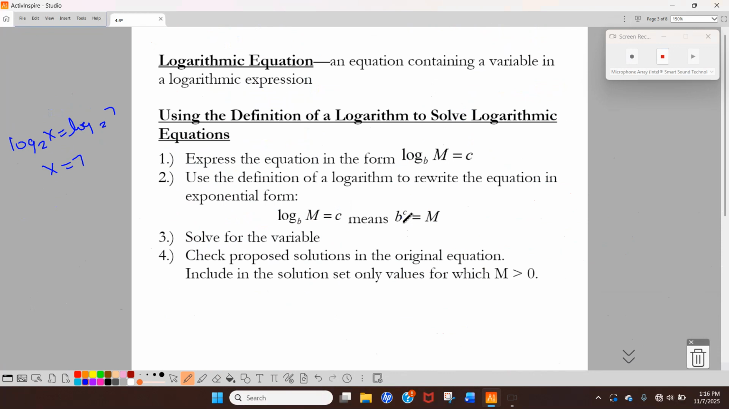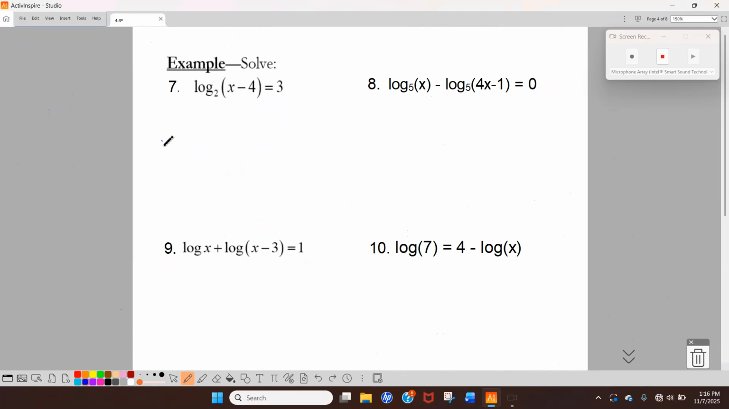The thing that's most important, though, to make sure that you don't forget is that for log equations, you must check your answers. That is required on a test, and occasionally it's necessary to be able to throw out an answer.